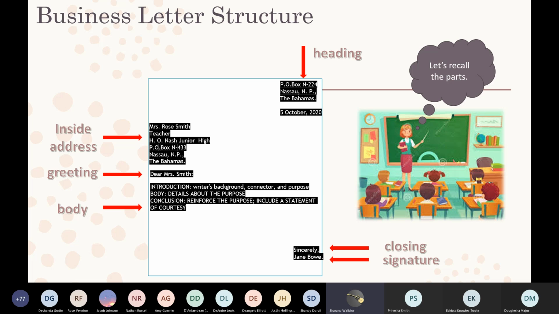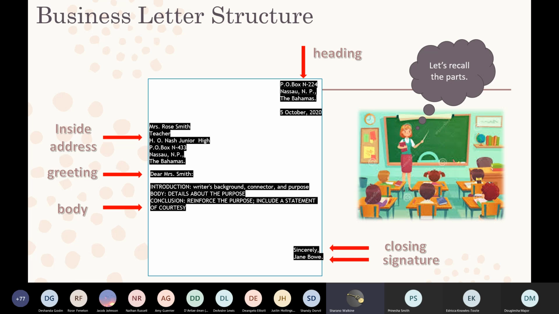All right, so these are the parts: heading, inside address, greeting, body, complimentary closing and signature. And notice that just like with the informal letter, the heading and date are on the far right-hand side, the upper right side of the page, and the complimentary closing and signature should line up with the heading.